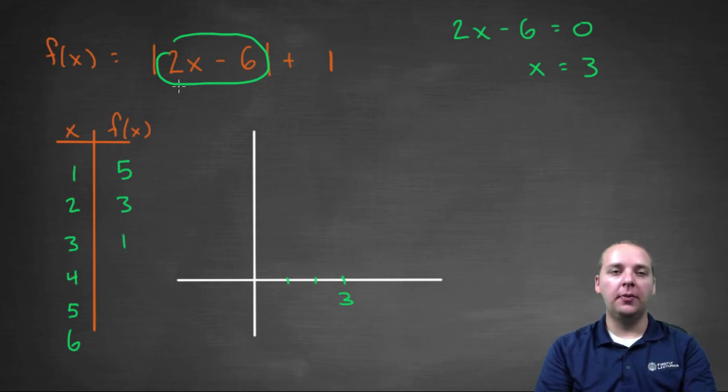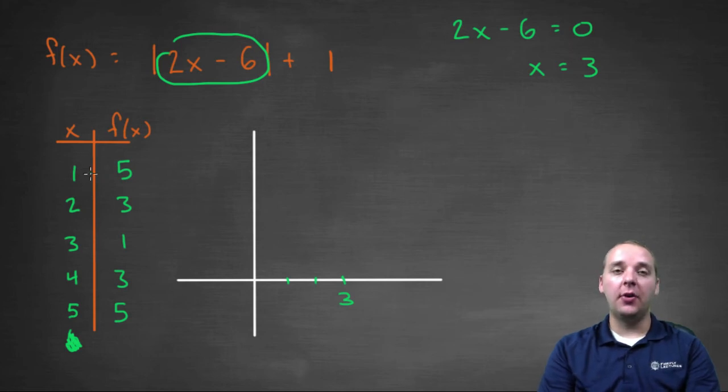Plug in a 4, 2 times 4 is 8, minus 6 is 2. 2 and 1 make 3. And then plug in a 5, let's see, 10 minus 6 is 4, 4 and 1 make 5. And I tell you what, I don't even think I need the 6. I'll just stick with an even smaller table here. So I've got 5 values, 2 before 3 and 2 after 3. And these are all the x, y ordered pairs that are on this graph.